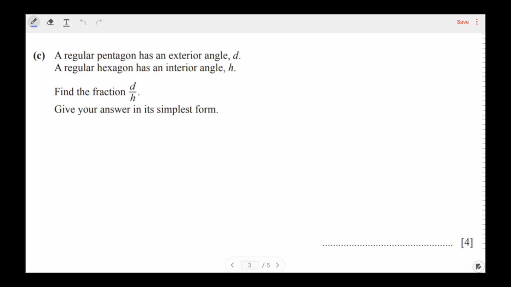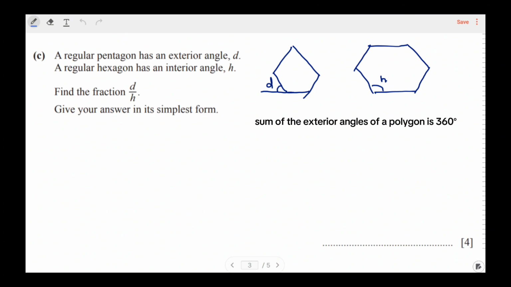Let's see the C part of the question. Here, let me draw a rough figure of a pentagon and a hexagon. I hope this figure is fair enough. So here it is given that D is an exterior angle of the regular pentagon. So I will extend this side and name this angle as D, and I will name one of the angles of the hexagon as H. H is the interior angle of this regular hexagon and D is the exterior angle of this regular pentagon. As we know, the sum of the exterior angles is equal to 360 degrees. Therefore, each exterior angle is 360 degrees by n.